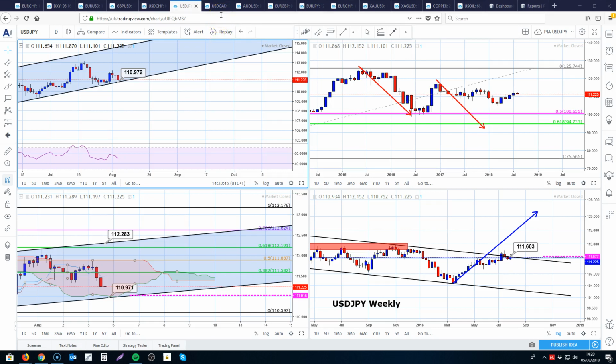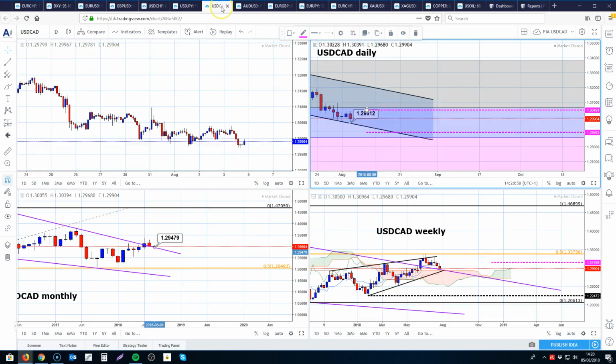Intraday, I'm sure we'll be selling into rallies at the beginning of the week, but we're going to be looking at that 110.97 support level.